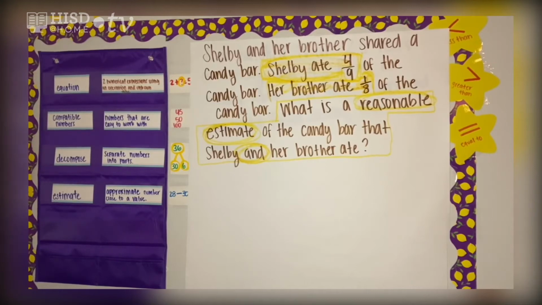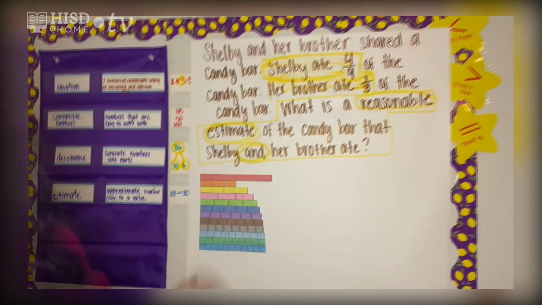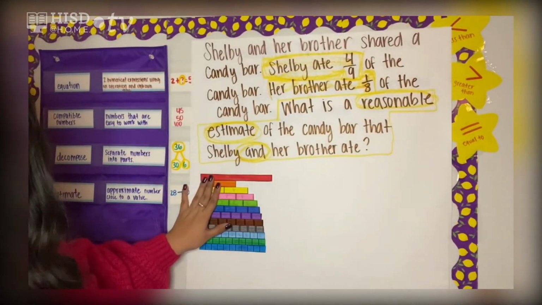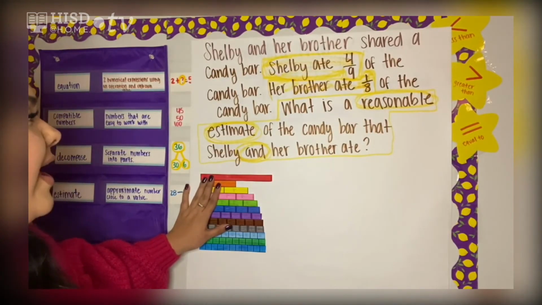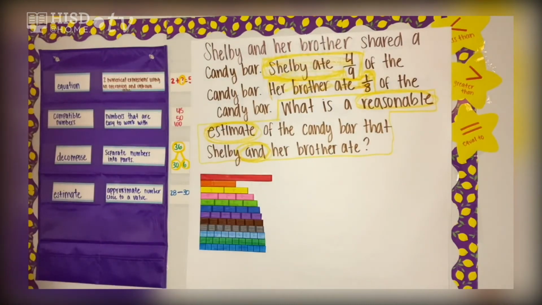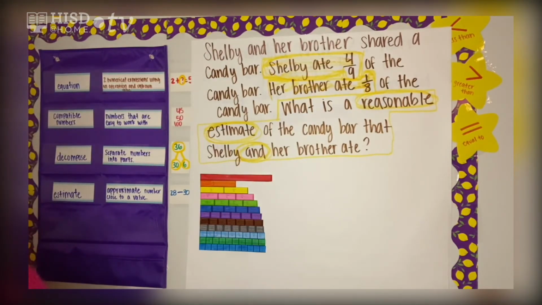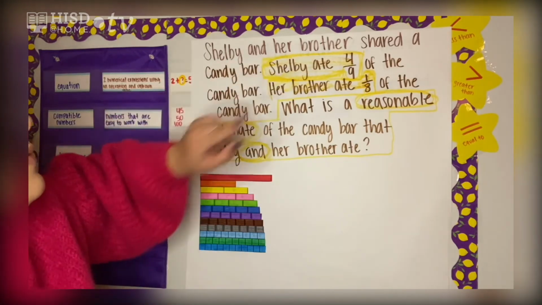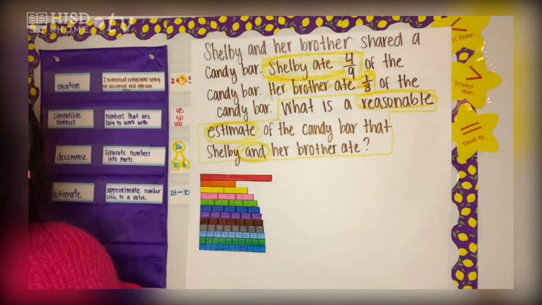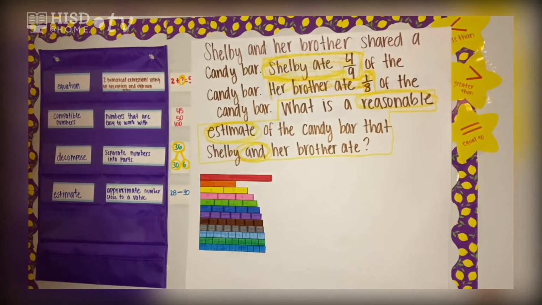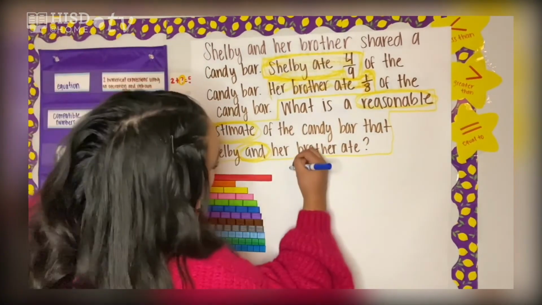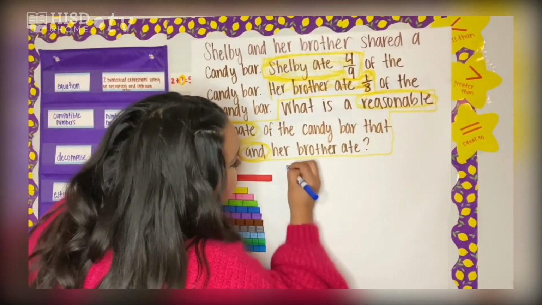So I want us to reflect and go back to think about our fraction bars that I had here. So I went ahead and taped this fraction bar here for us, okay? And what we're going to do is we're going to go ahead and do our own fraction bar, but we're only going to use the amount that Shelby, her brother, and our benchmark fractions, okay? So we're only going to do 3 bars, essentially. So everyone do it with me.